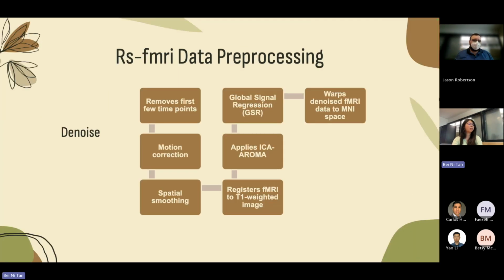Question. I was going to say, I know why most of these steps are done because I've done resting state fMRI in the past. What does ICA-AROMA do specifically? ICA-AROMA will detect and then remove the motion-related noise. Okay. It decomposes the fMRI data and also identifies the noise components. Okay. Yeah. Okay.